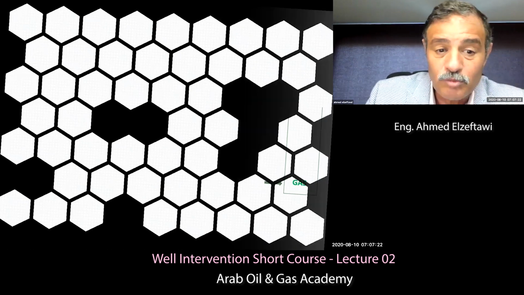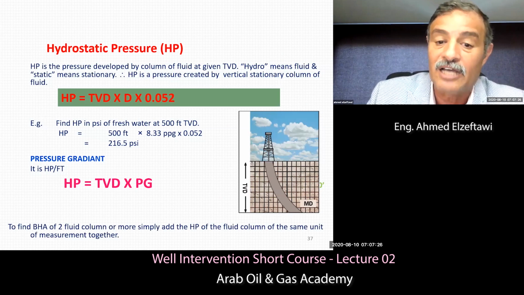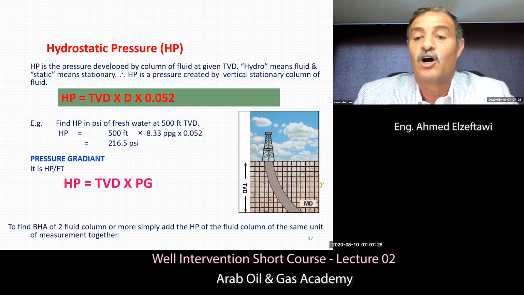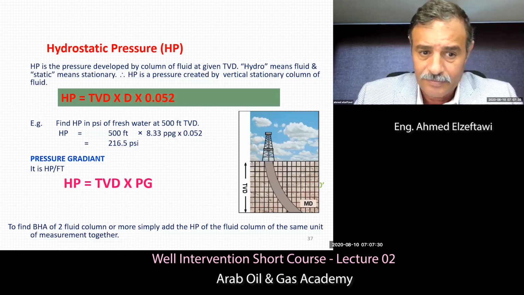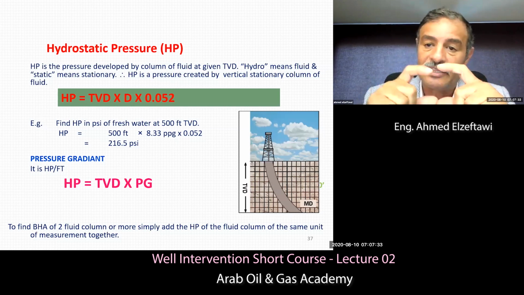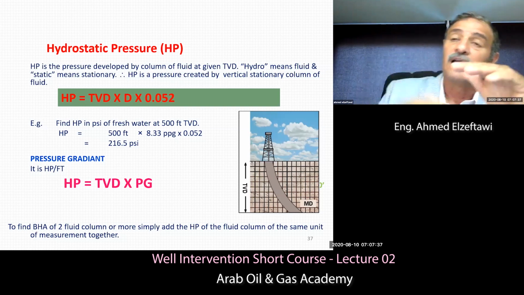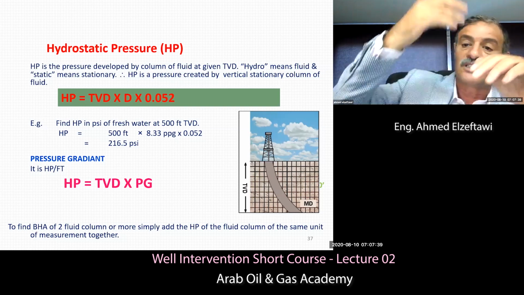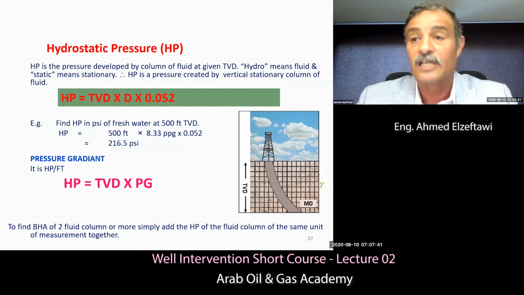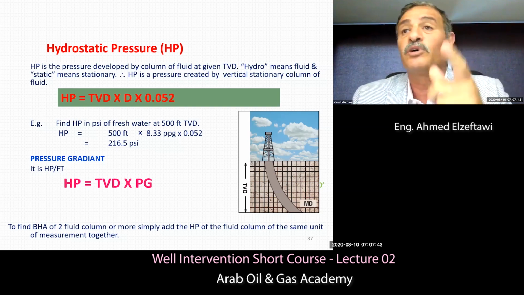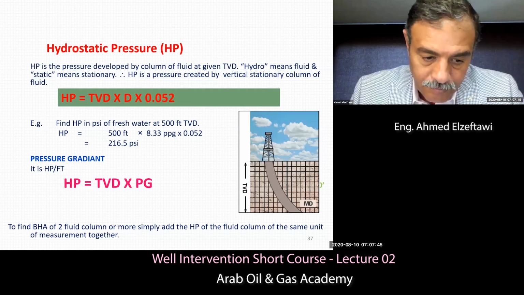To find the bottom hole pressure of two fluid columns or more, simply add the hydrostatic pressures of the fluid columns, in the same unit of measurement, together. So we add the hydrostatic head created by the water, the hydrostatic head created by the oil, and if we have gas above, then the hydrostatic head of the gas above it, and if the well is shut in, we have to add the shut-in pressure at the end.